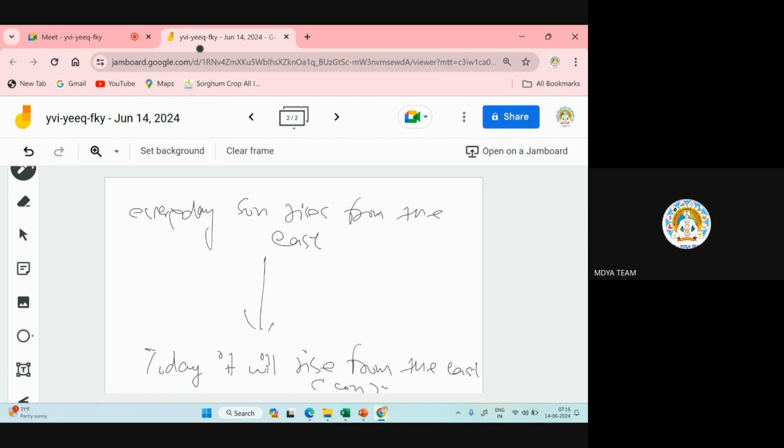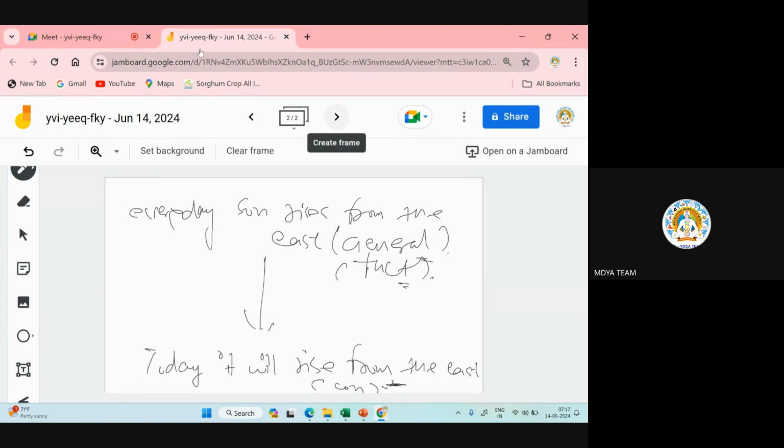And in order to prove that conclusion, what premise are we giving? Every day the sun rises from the east. This is a general statement. General means it will apply everywhere, and this is also a kind of fact. So what we are doing, we are first putting a general statement, and then on the basis of that general statement, we are going to a conclusion, and we are trying to support that conclusion.